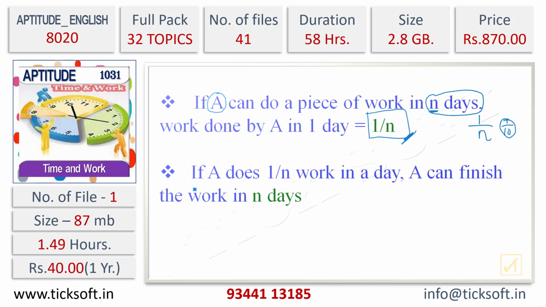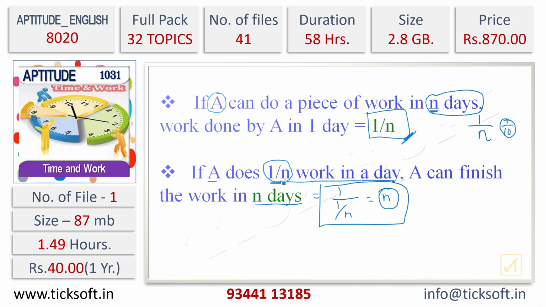So, by using the total number of days, we can easily find out the work done by that person in 1 day. And now, the next formula is: if A does 1/n work in a day, A can finish the work in n days. Here, this is the reciprocal, or the reverse, of the previous formula. If work done by A in 1 day is 1/n, then A can finish the work in totally n days, because 1 divided by 1/n will be equal to n.